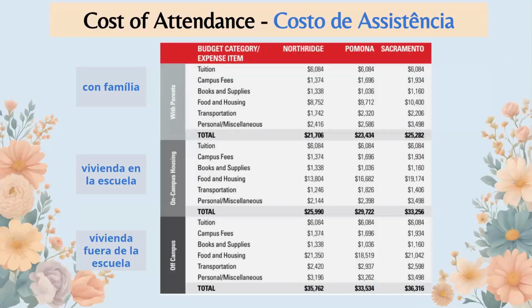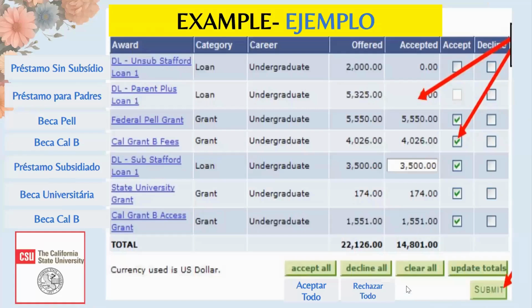Now, this one is an example of the cost of attendance for a student, for three CSUs actually. So there's CSU Northridge, CSU Pomona, and then Sacramento State. And also it's divided whether the student is planning to live with parents, living on campus, or living off campus. And then also the example of a student who received the financial aid package for CSU.